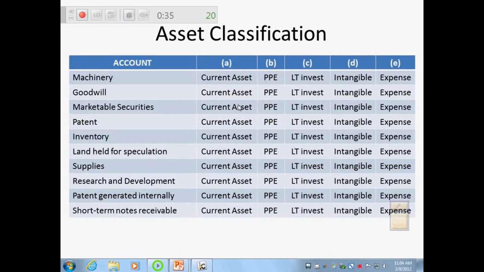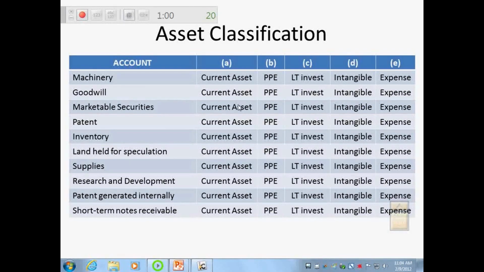How about if I'm spending a lot of money developing this patent in-house, and then I go and I get it patented? What would I have to do with all those costs? Expense. Okay, so when can a patent be recorded as an intangible asset? When I've purchased it. When will a patent be recorded as an expense? When I've developed it internally.